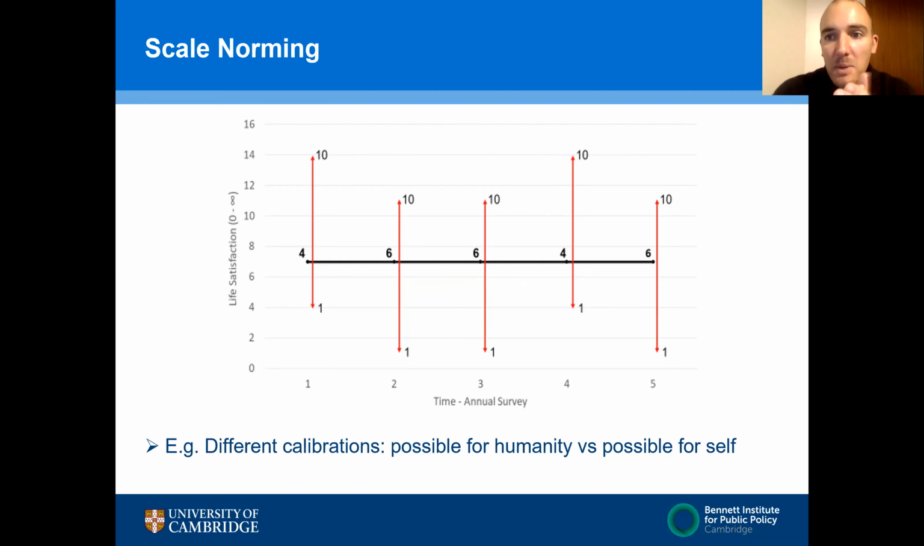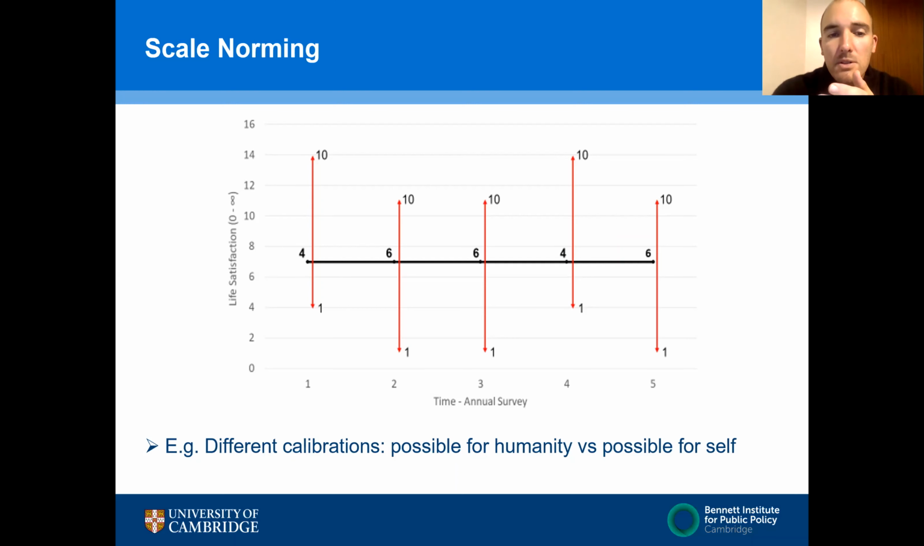All right, so scale norming looks like this. On the y-axis, we have latent life satisfaction, which maybe doesn't exist. Maybe it's a construct that you come up with on the spot, but let's assume that there's this thing, latent life satisfaction. Like, how satisfied are you with your life? And you carry this around with you all the time. And here it's running from zero to infinity. Right? Your life can just get better and better and better. And I think about this myself a lot, but I'll talk about this in a second.